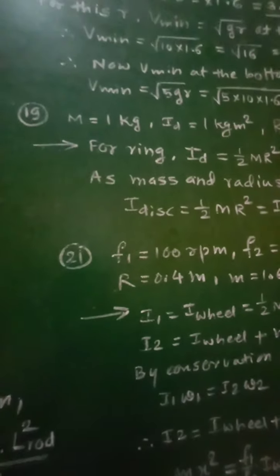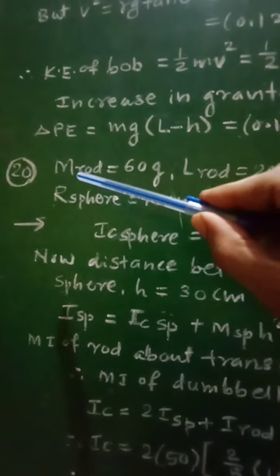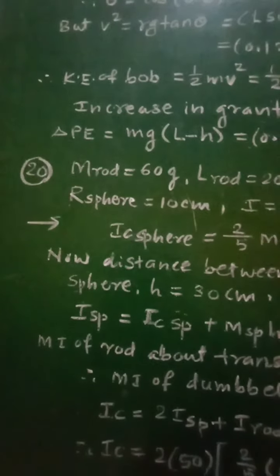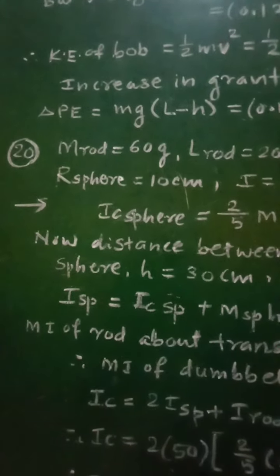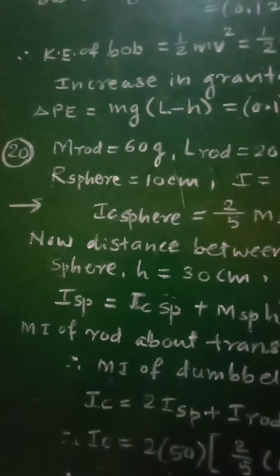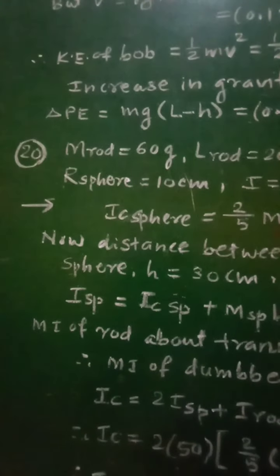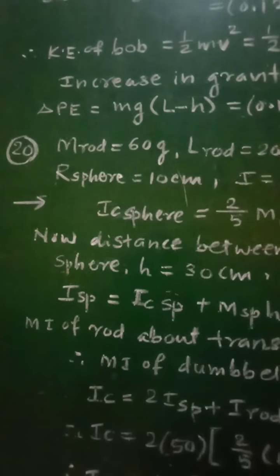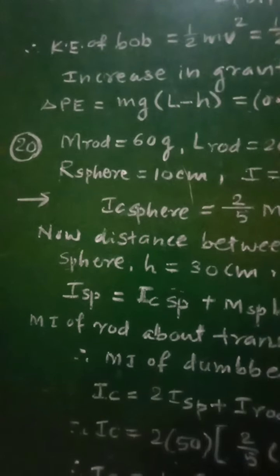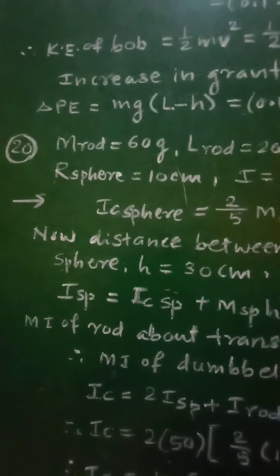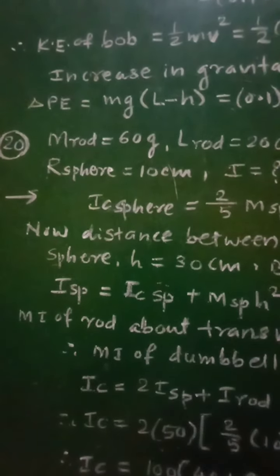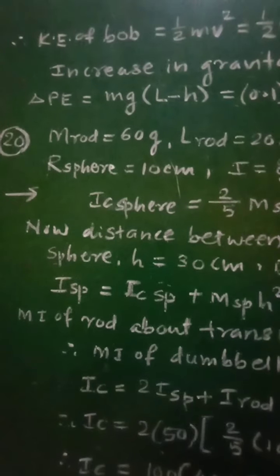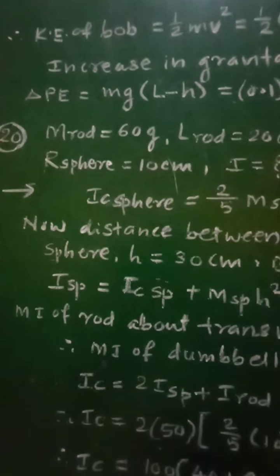And now let us go for the next numerical, that is numerical number 20. In the 20th numerical it is given that a big dumbbell is prepared by using a uniform rod of mass 60 gram and length 20 centimeter. Two identical solid spheres of mass 50 gram and radius 10 centimeter each are at the two ends of the rod.